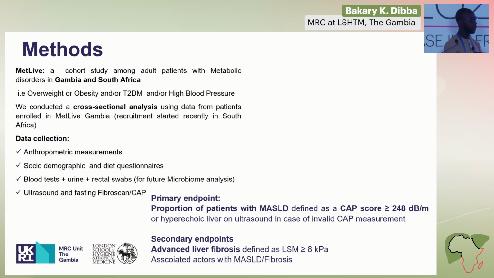We also do an ultrasound as well as a FibroScan, and this is done in our liver clinic. We get the patients from the outpatient clinic and refer those who are interested in being part of the study. The primary endpoint of the study was to look at the proportion of muscle, defined by a CAP score of greater than 248. The secondary endpoint was to look at advanced liver fibrosis, defined by liver stiffness measurement greater than 8, and factors associated with muscle and fibrosis.